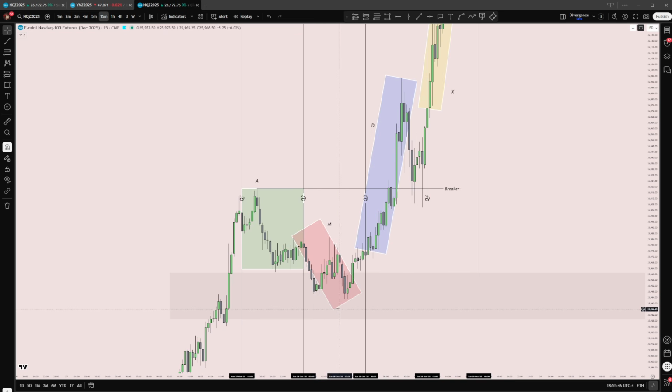London, high time frame PD array, 4-hour bullish gap. That was our PD array. That's setting the stage for the smart money reversal.